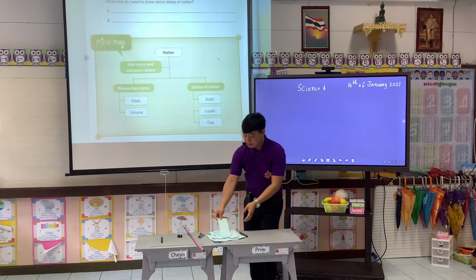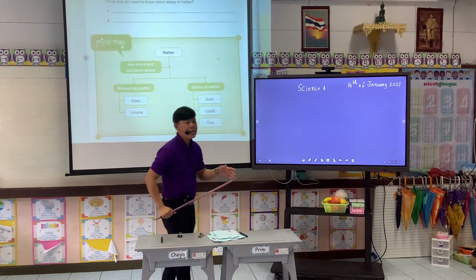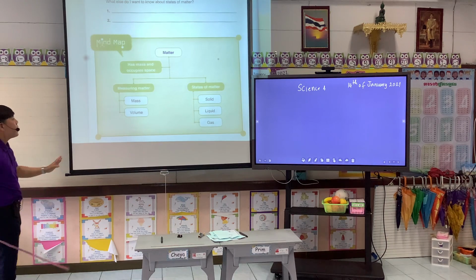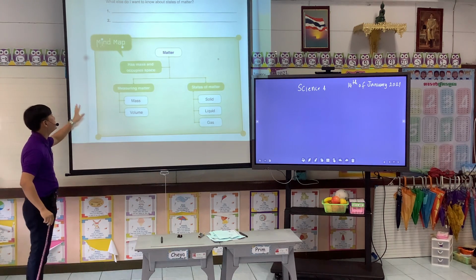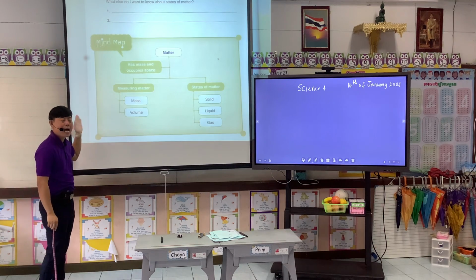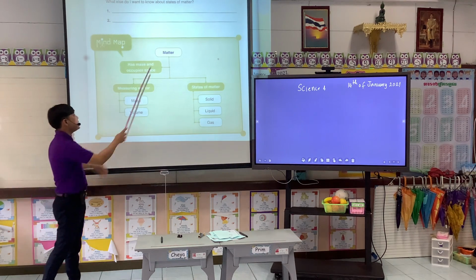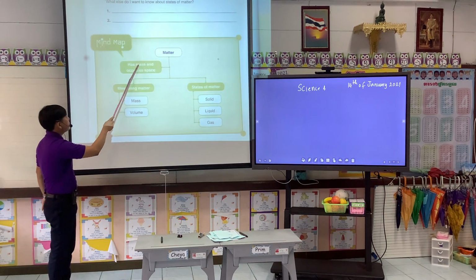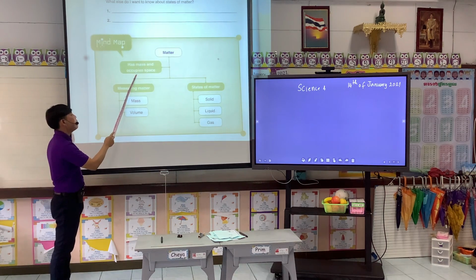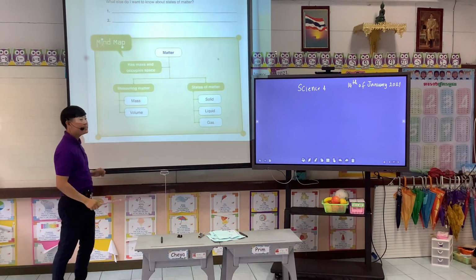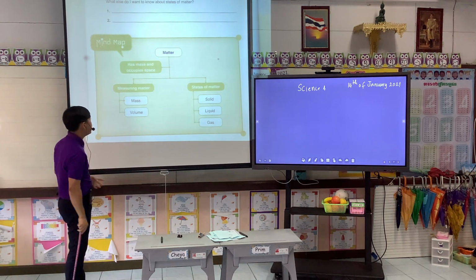Okay, today we learn about a new topic. But before that, I want to first show you the mind map of our past topic. So this is matter. Matter has mass and occupies space.